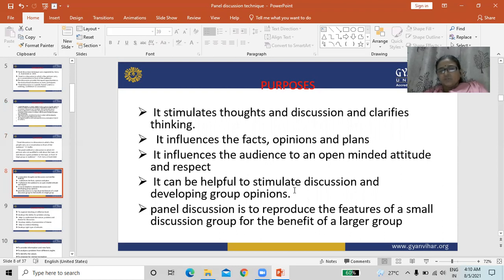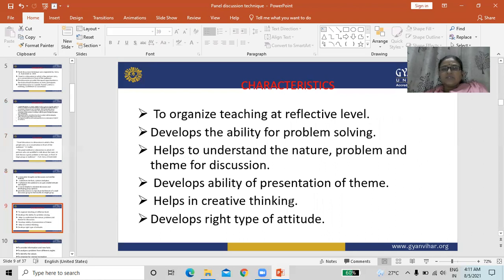Panel discussion is a procedure, the feature of a small discussion group for the benefit of a large group. So these are the main purposes of the panel discussion. Characteristics of panel discussion. What are the main characteristics? We will discuss in this slide.